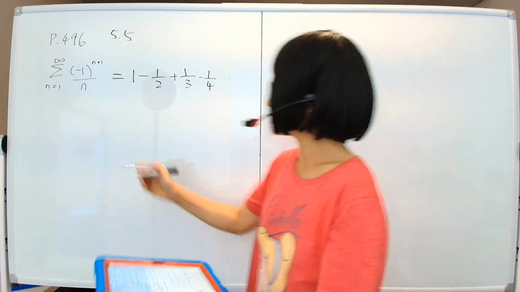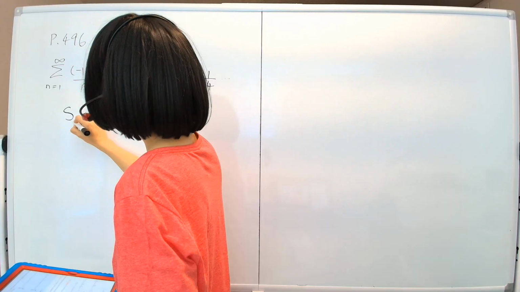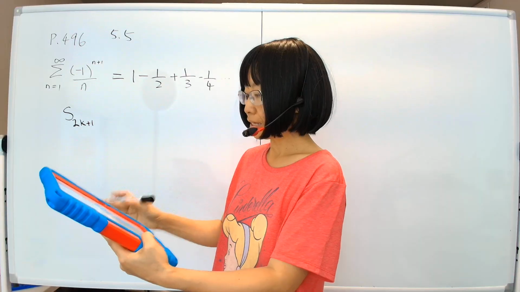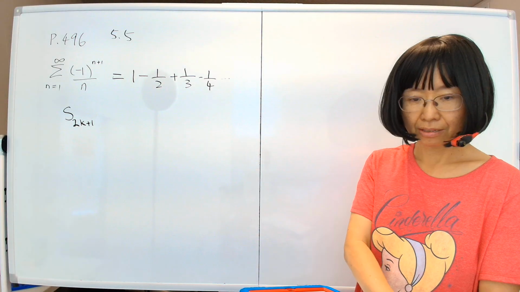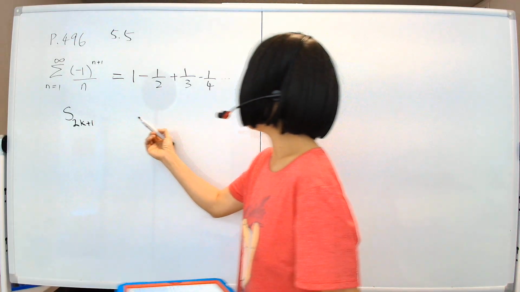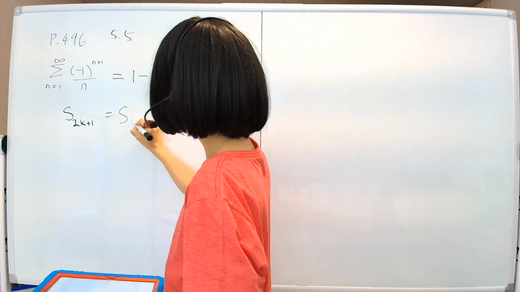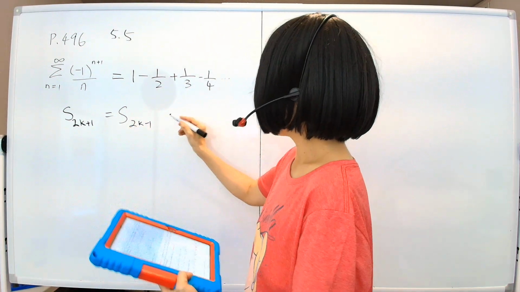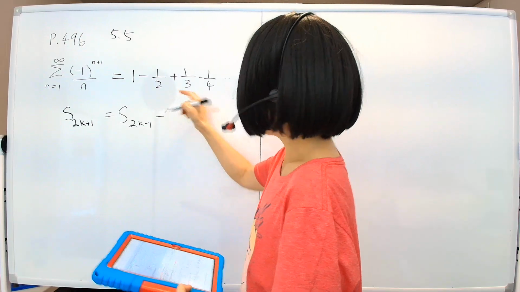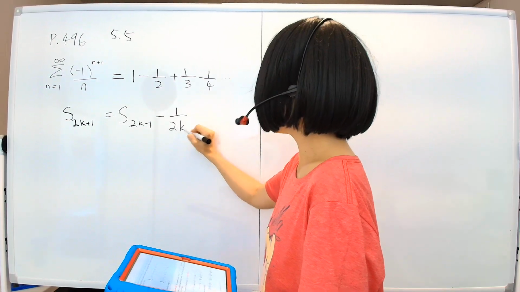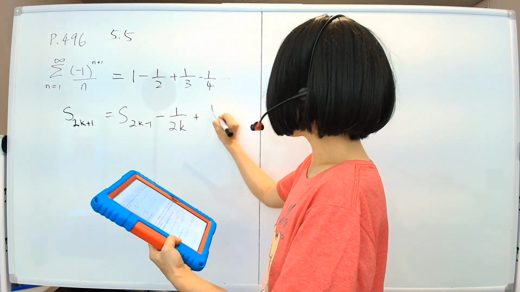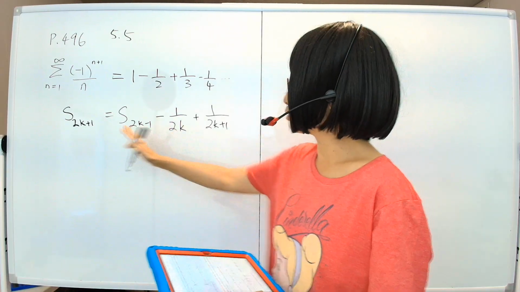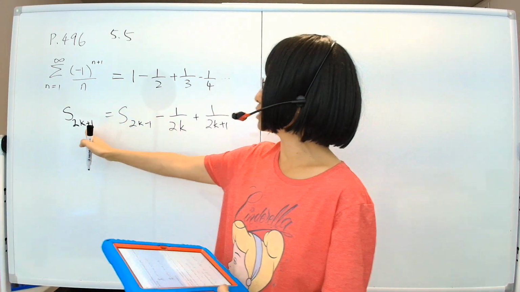What's the odd term? That is S_{2k+1}, the partial sum. What is S_{2k+1}? By definition, it would be S_{2k-1}. We go two terms back, the two terms before, and then you subtract 1 over 2k, because the even terms are negative, and then add the next term, 1 over 2k plus 1. So you see it lined up to be the next partial sum, which is S_{2k+1}.